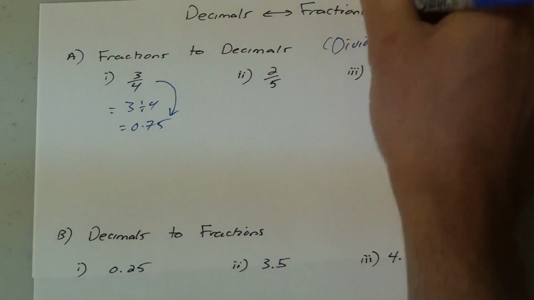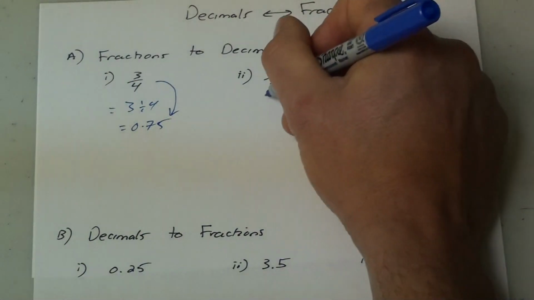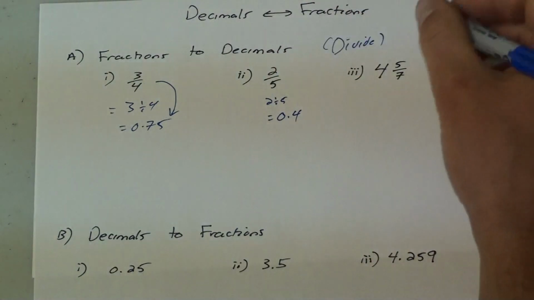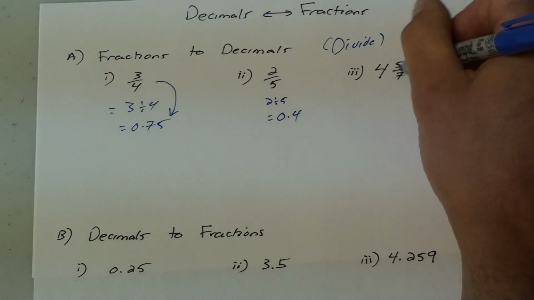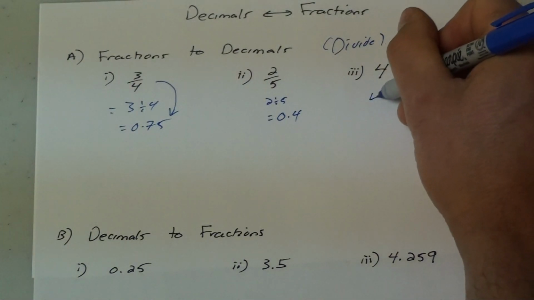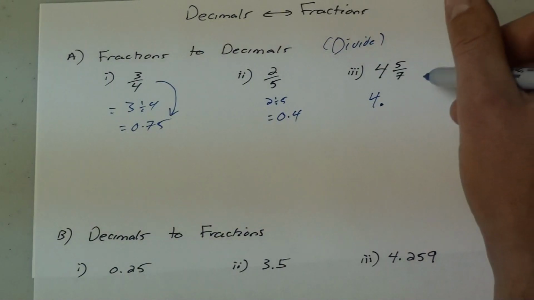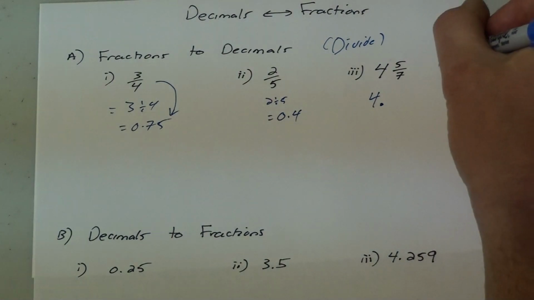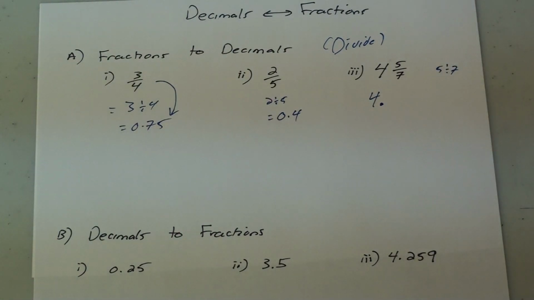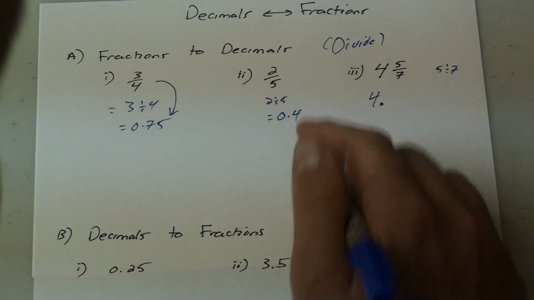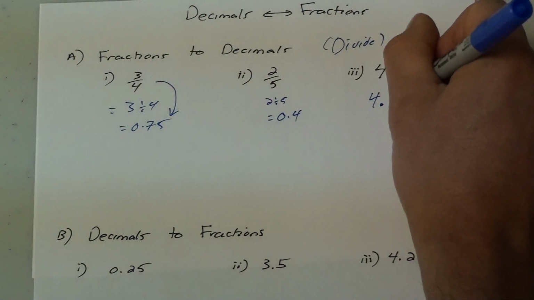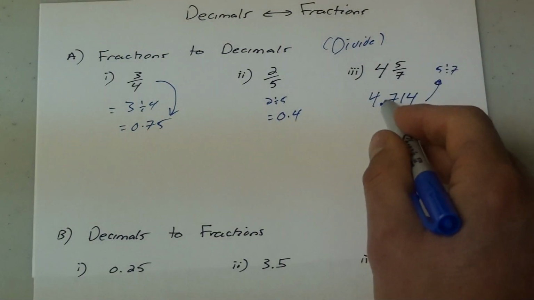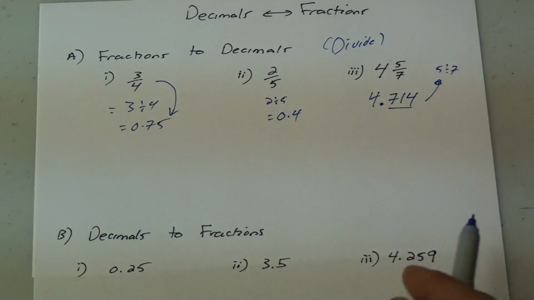I divide. 2 divided by 5 is 0.4. Okay? And then if I have a mixed fraction, I can put the 4 in front and turn it into a decimal, but it's going to be 4 point something. And I can do 5 divided by 7 to get the second part of it. So 5 divided by 7 is 0.714. The 0.714 came from the 5 divided by 7. So the total thing is 4.714, the 4 coming from the whole number.